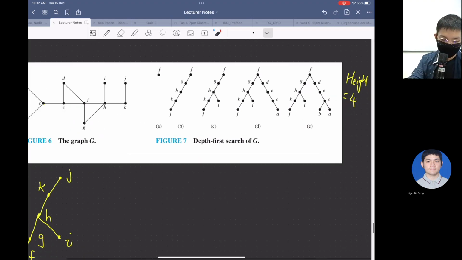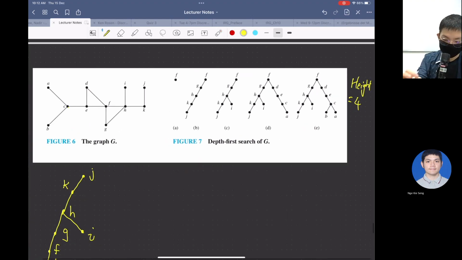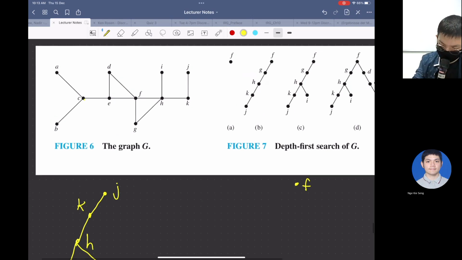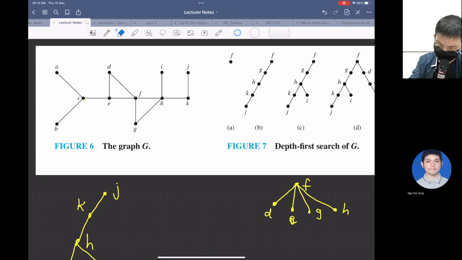Let us start with F. We start with F, and then we use a different algorithm and see what tree we get. So we start with F. Who is connected to F? D, E, G, and H. Good. So who is connected to E?